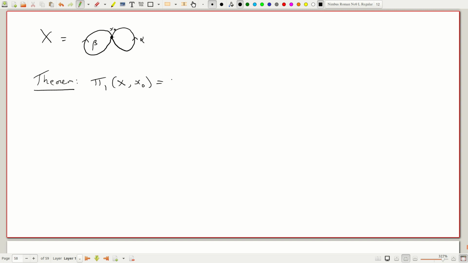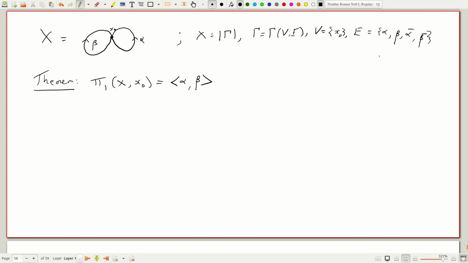is the free group on generators alpha and beta. Okay, so let's see formally what this is. X is the geometric realization of gamma, and gamma is gamma of vertices and edges, where V is just the single point x0, and edges is going to be alpha, beta, alpha bar, beta bar. So this is just like S union S bar in the free group, and we'll make all sorts of identifications here so that the notation doesn't become too cumbersome.